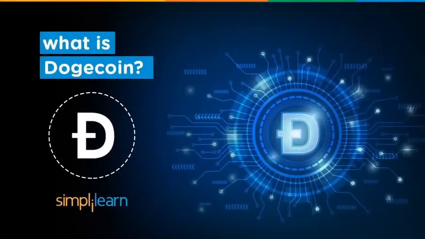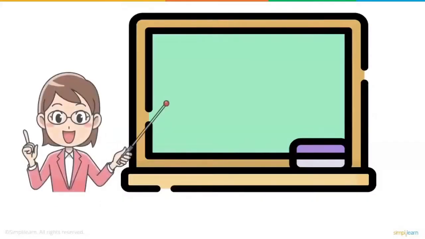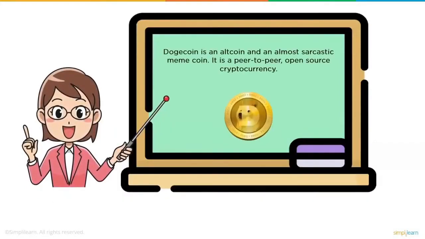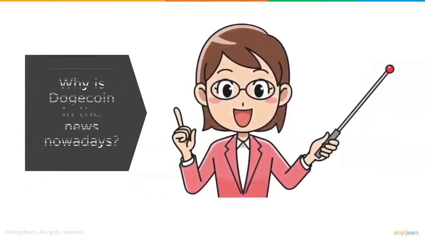Recently, we all have been hearing about a cryptocurrency famously known as Dogecoin. But what exactly makes it so different from others that almost every person is talking about it? So let me tell you that Dogecoin is an altcoin and an almost sarcastic meme coin that serves as a peer-to-peer open source cryptocurrency. Well, that's not enough. So let's dive down and understand the concept of Dogecoin more precisely. But before starting, let's have a look at why is it in the news.